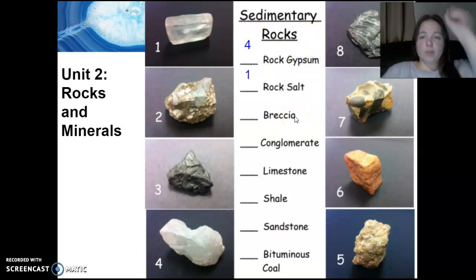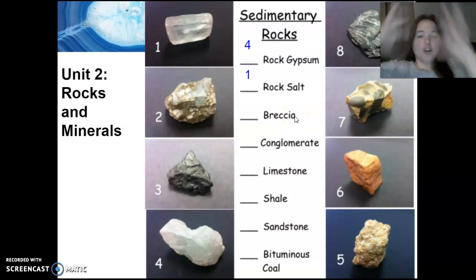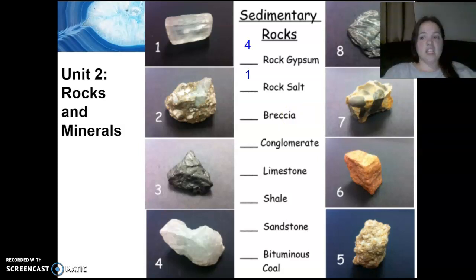Breccia. Breccia is going to break you. It's got those angular bits in it. Like, you step on it, it's going to hurt you. It'll cut your foot up. Number 2. Conglomerate. That one's going to look like pebble pudding. It's just going to look like a whole bunch of pebbles put together. Number 7.